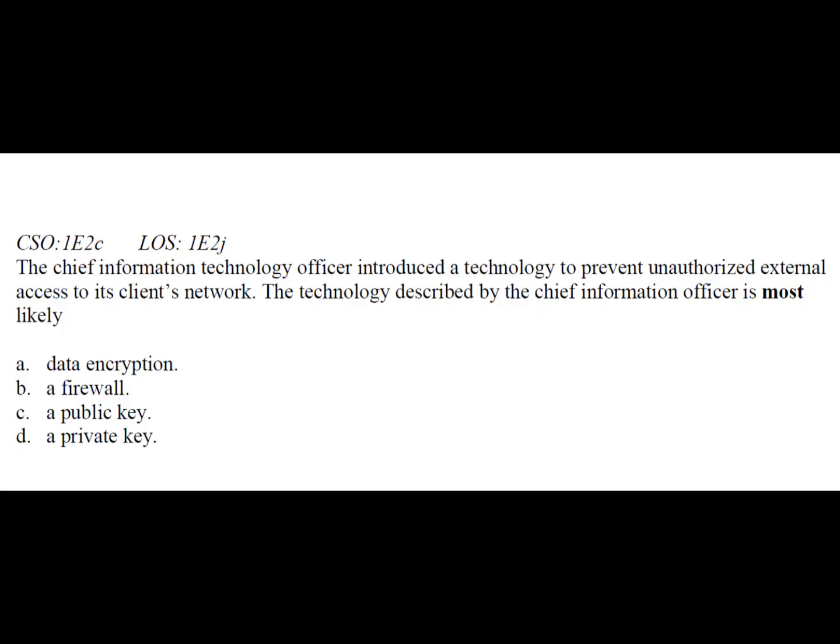C. A public key. Incorrect. A public key is part of an asymmetric encryption system used for encryption and digital signatures, not for controlling network access. D. A private key. Incorrect. A private key is used to decrypt encrypted data or create digital signatures but does not function as a network access control mechanism. Correct answer, B. A firewall.